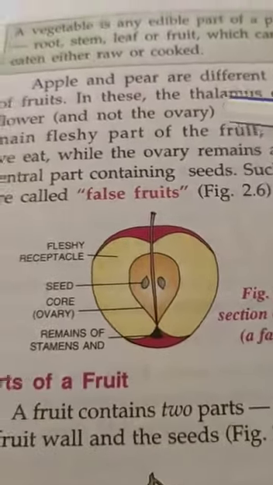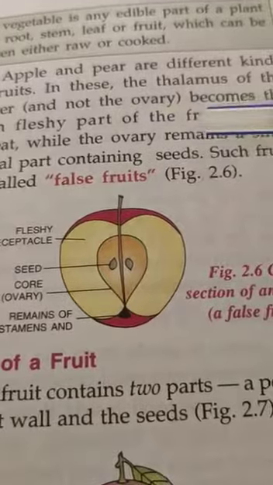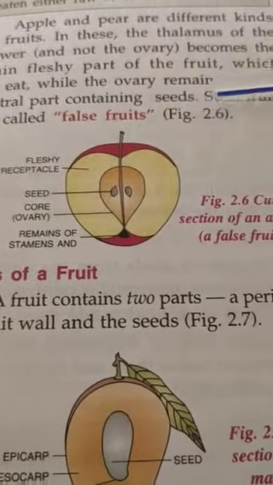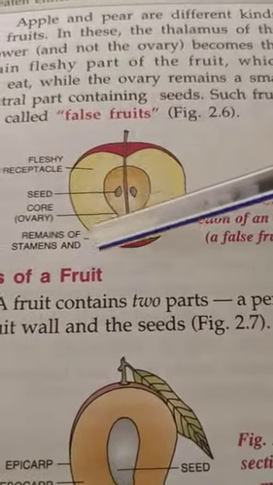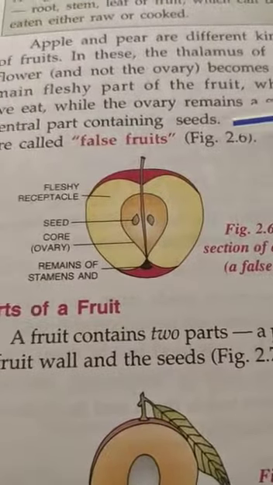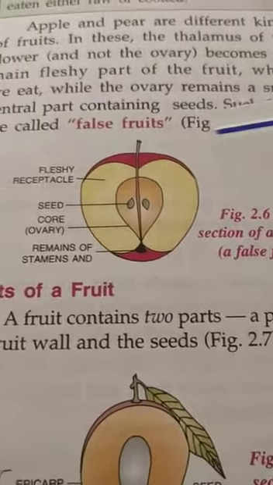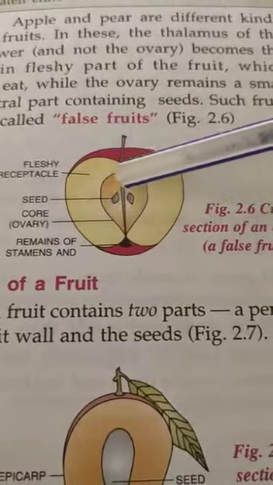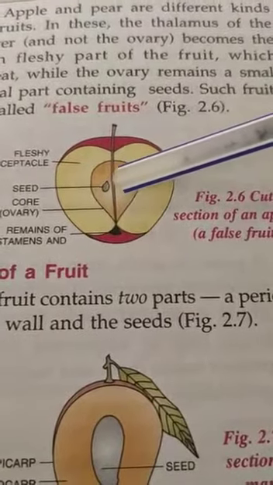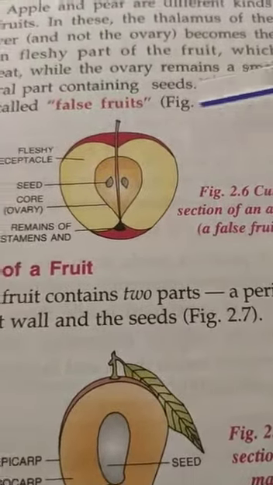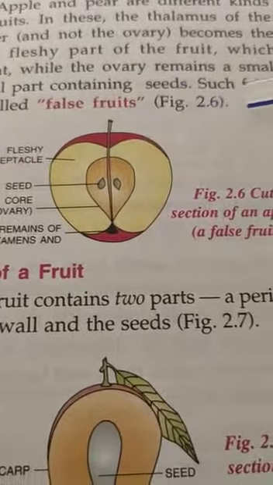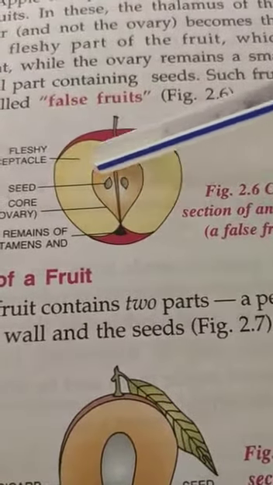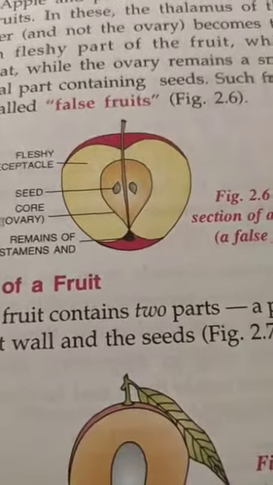Then apple and pear are different kinds of fruit. In these, the thalamus region of the flower becomes the fleshy part of the fruit. See, this is the thalamus region of the flower, which we eat, while the ovary remains as the small central part. This central part is the ovary, which is a hollow sphere-like structure, and the hollow part contains seeds, and this type of seeds are known as pips. The fruit is only the hollow part which is covered by a layer. So this type of fruit is known as a false fruit.